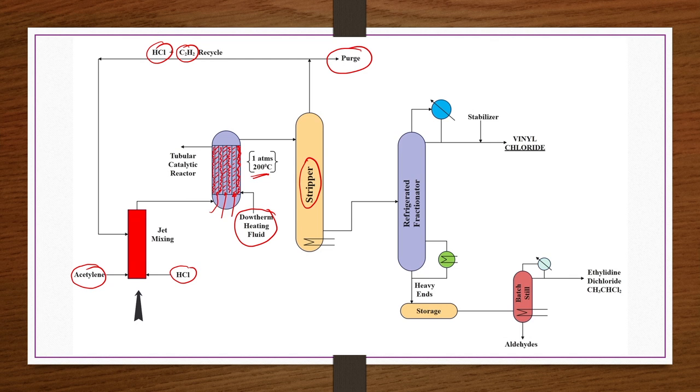From the bottom of the stripper, the remaining product mixture is taken to a refrigerated fractionator, so as to get vinyl chloride as the top product after condensing and then stabilizing with stabilizers. From the bottom of the fractionator, you will get heavy ends, which you can take to storage, or take to a batch still, where you can get ethylidene dichloride as top product and aldehydes as the bottom product. Either option you can do if these are required. Okay. So this is not EDC, this is ethylidene dichloride, CH3CHCl2.